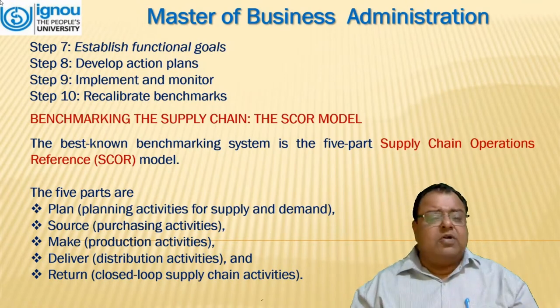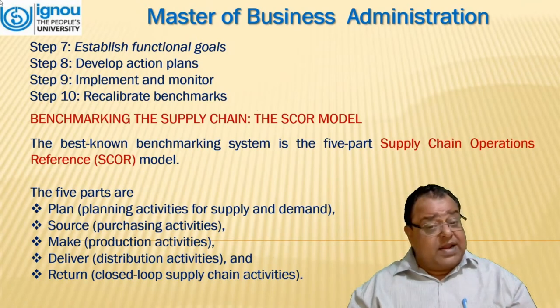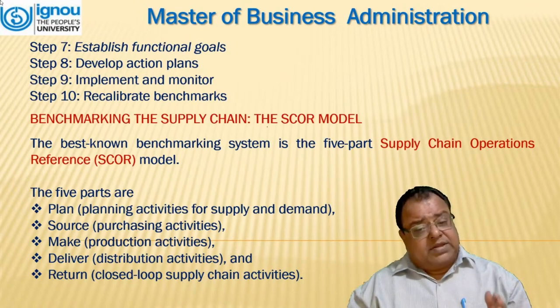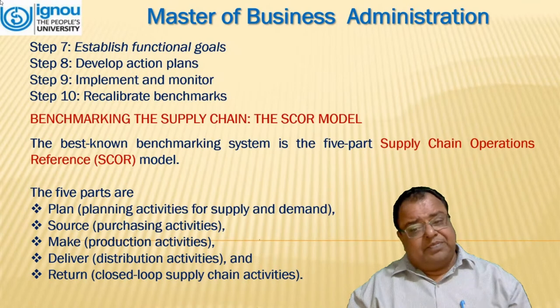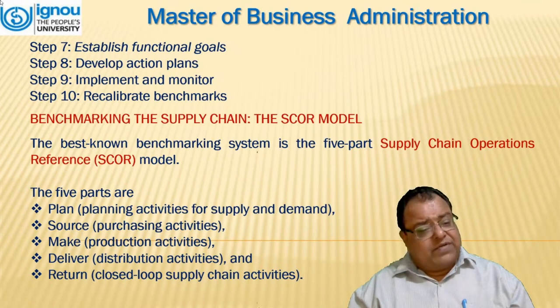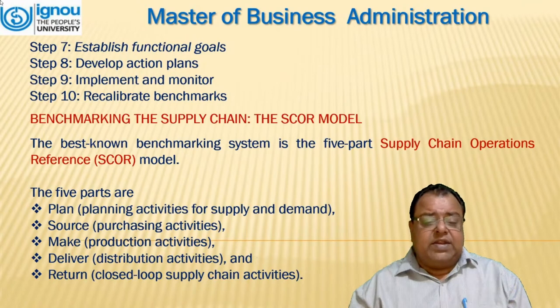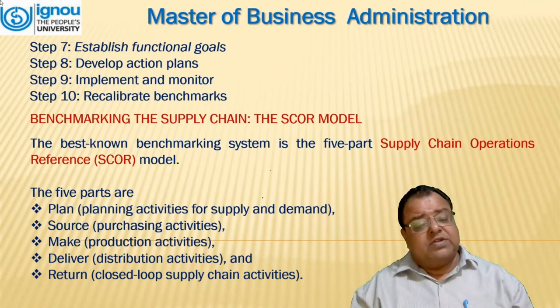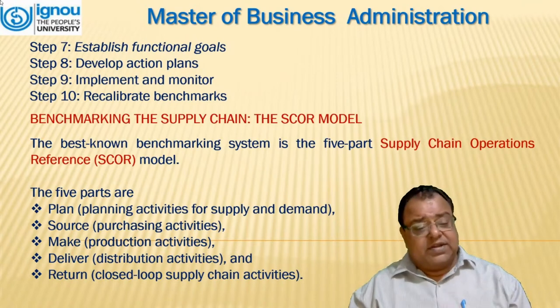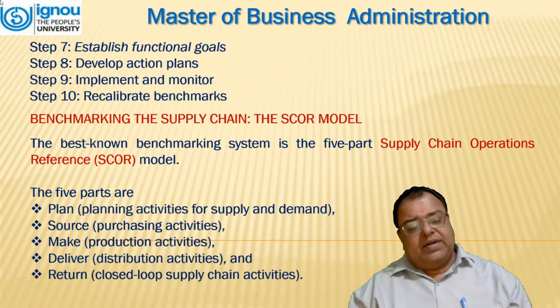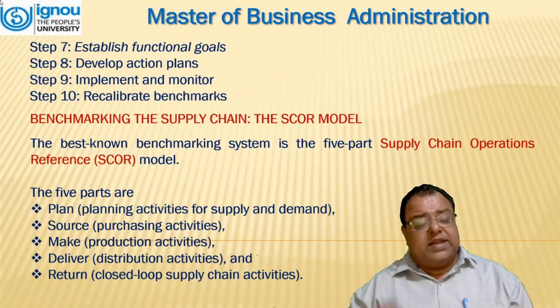Now, we will move on to benchmarking the supply chain, that is the SCOR model. The best known benchmarking system is the five-part Supply Chain Operations Reference, SCOR. The five parts are plan, that is planning activities for supply and demand. Second one is source, purchasing activities. Third one is make, that is related to production activities. Fourth is deliver, deliveries to distribution activities. And return, that is closed loop supply chain activities.